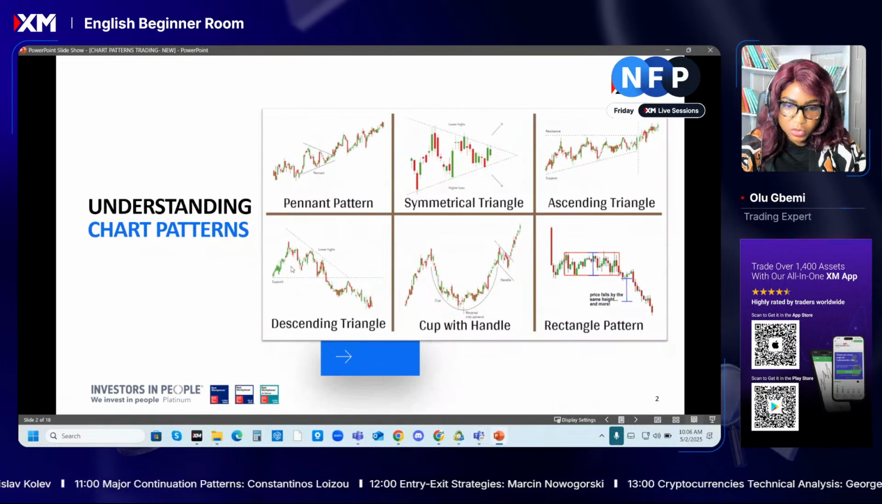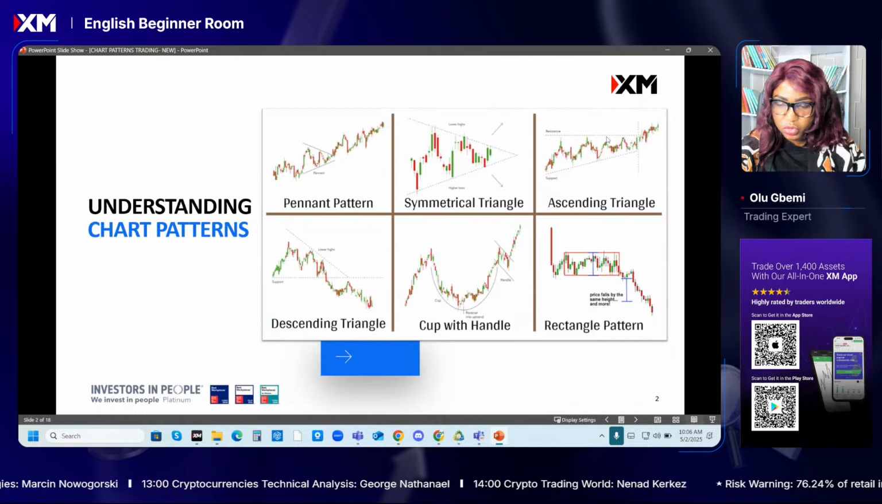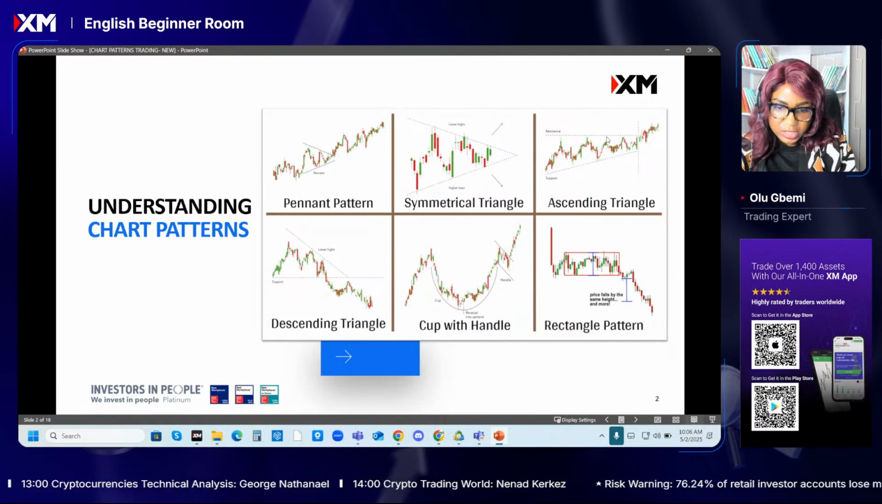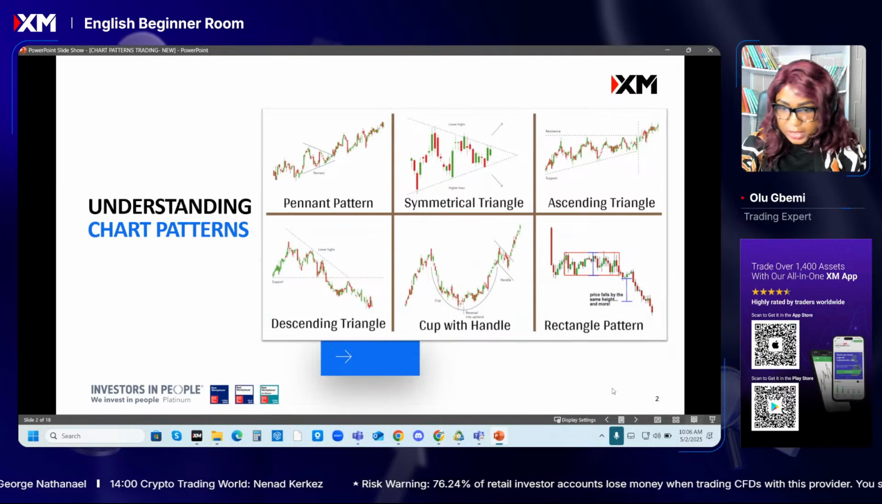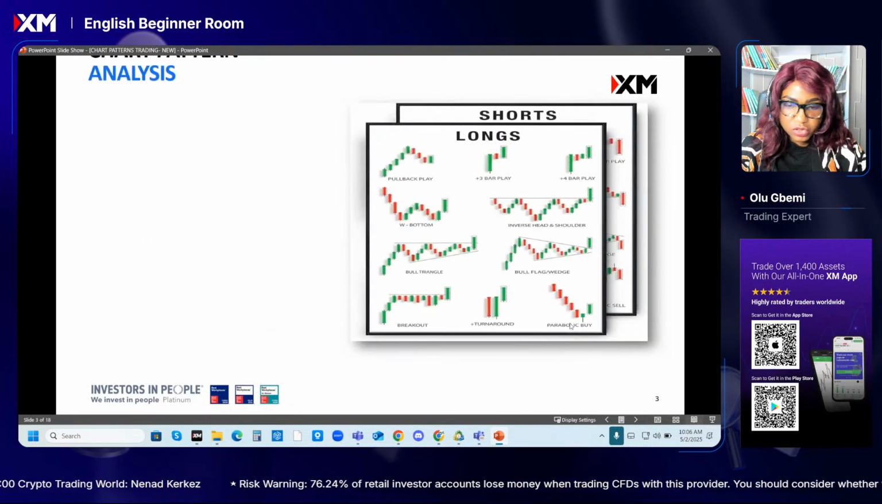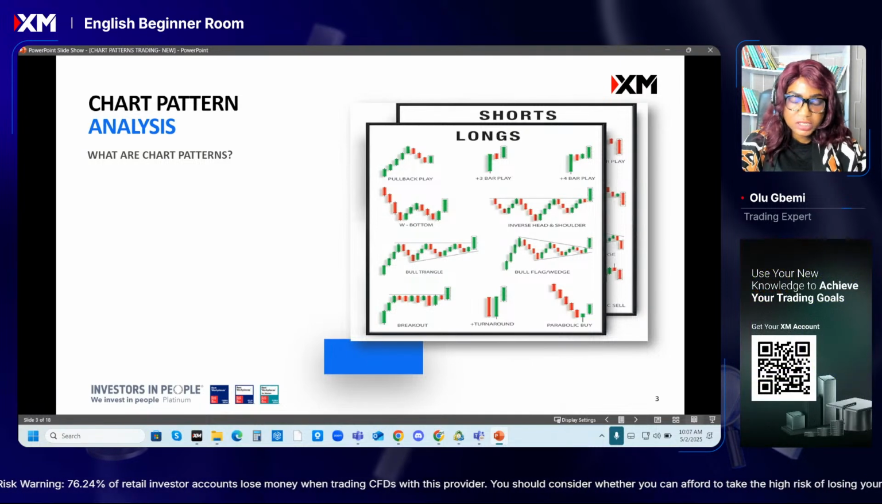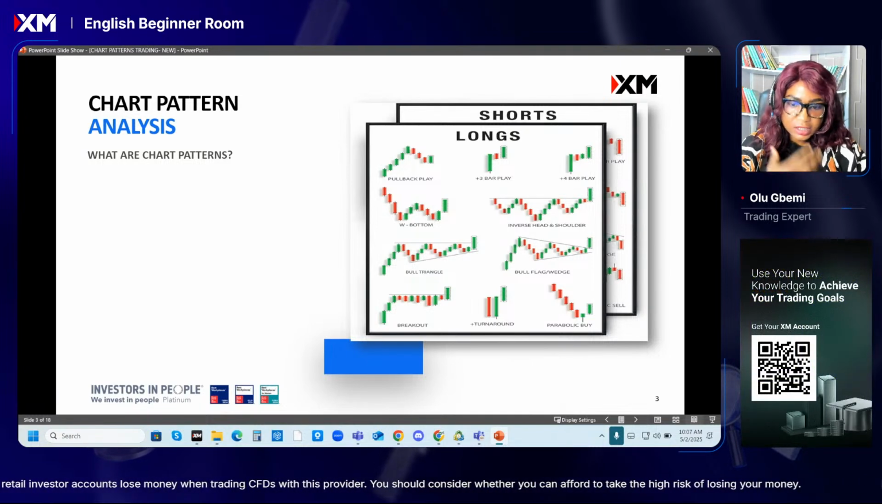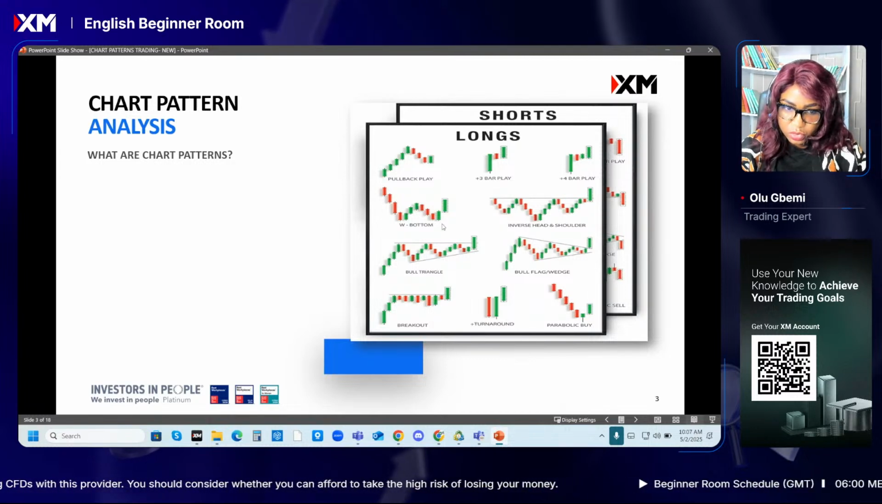And when it comes to chart patterns, we have quite a lot of patterns. These are pennant patterns, symmetrical triangle, ascending triangle, descending, cup with handle, teacup pattern, rectangle pattern, so all sorts of patterns are formed in the market. The important thing is you being able to identify these patterns and trading the patterns on your own.